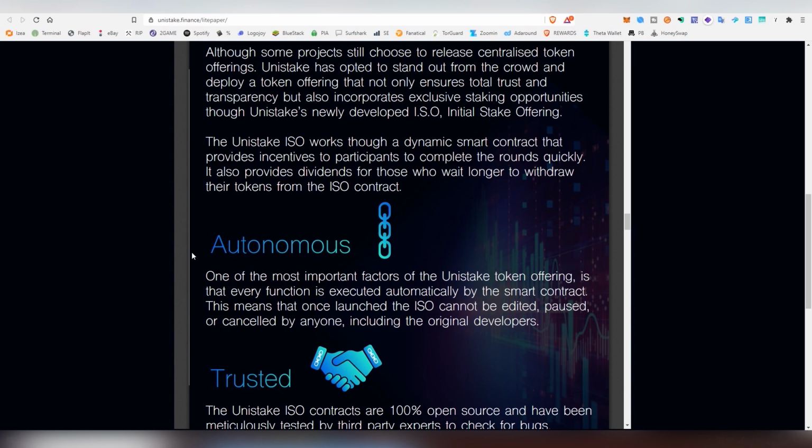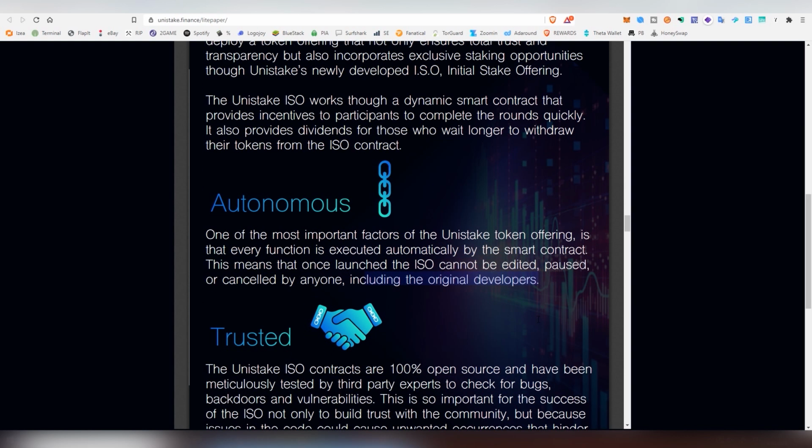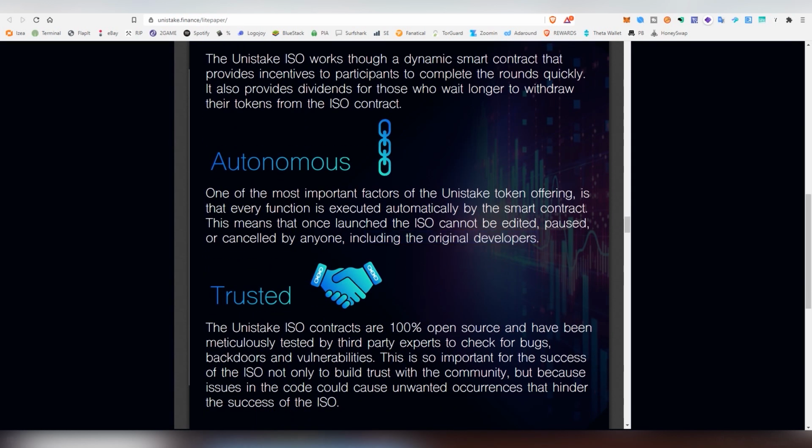And also, it is an autonomous project. So everything is executed automatically by the smart contract. And the ICOs cannot be edited, paused, or canceled by anyone, including the original developers. That's another good thing. Obviously, it has some downsides, in case they launch a wrong contract that has an exploit on it or something like that. But it is very reassuring, in my opinion.